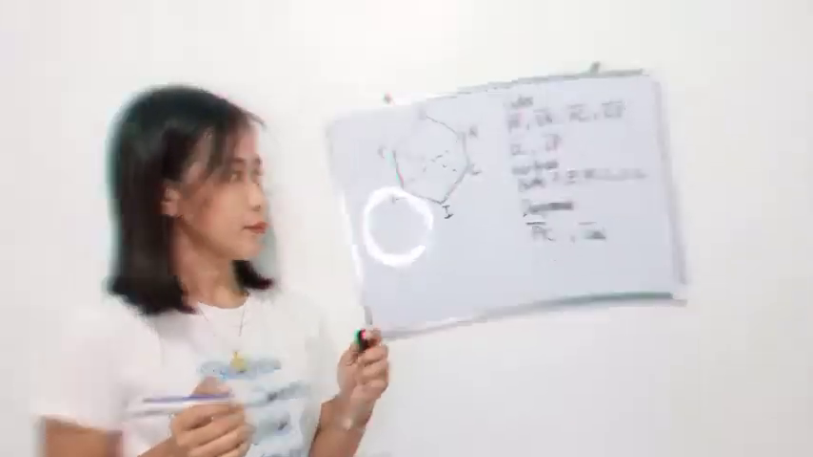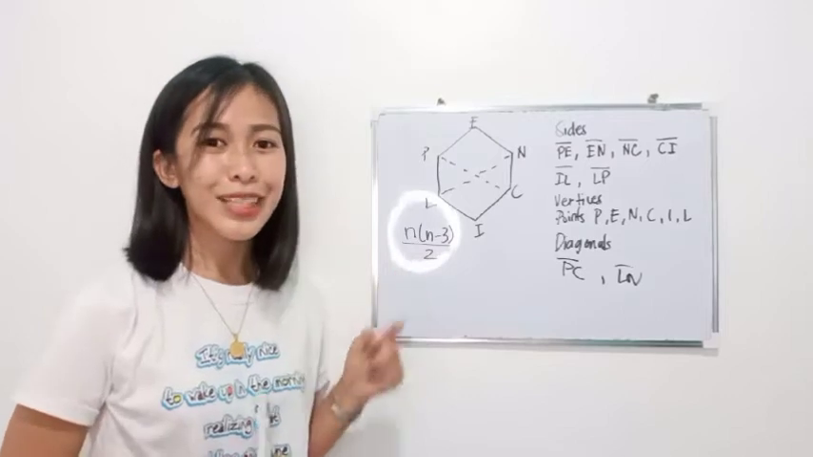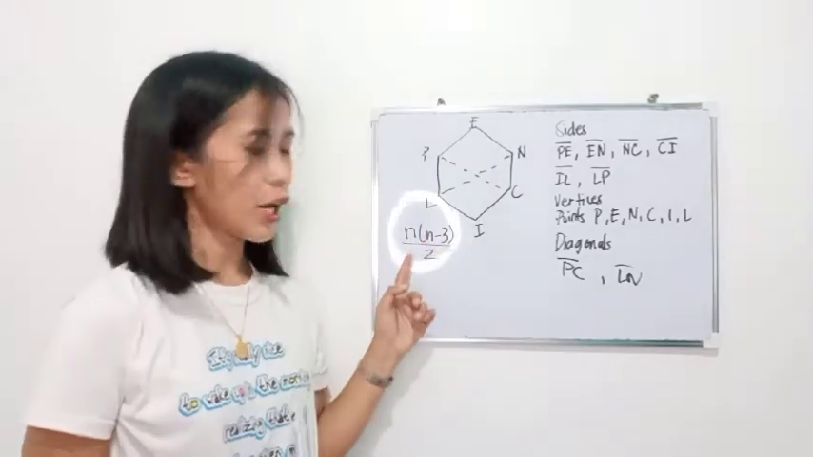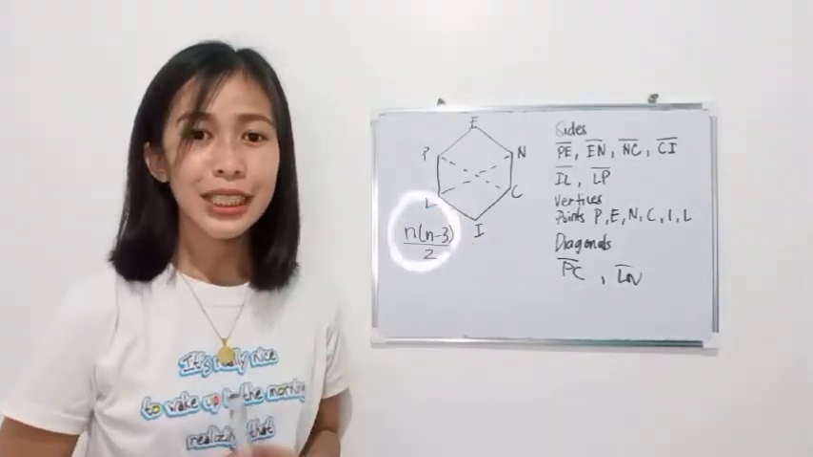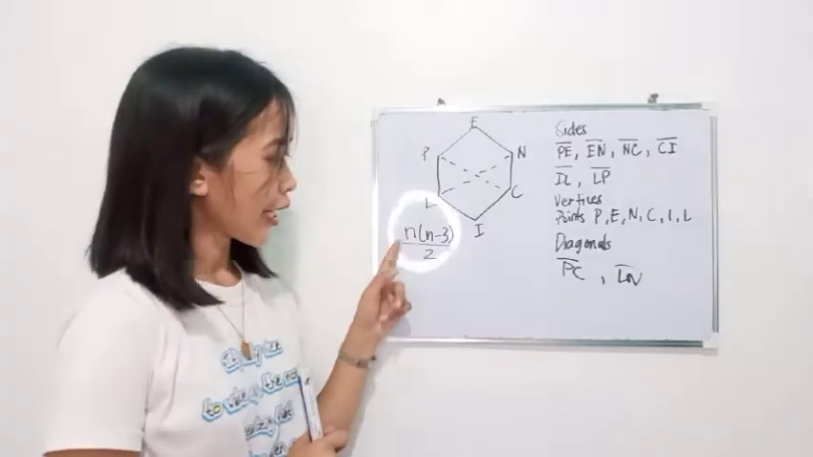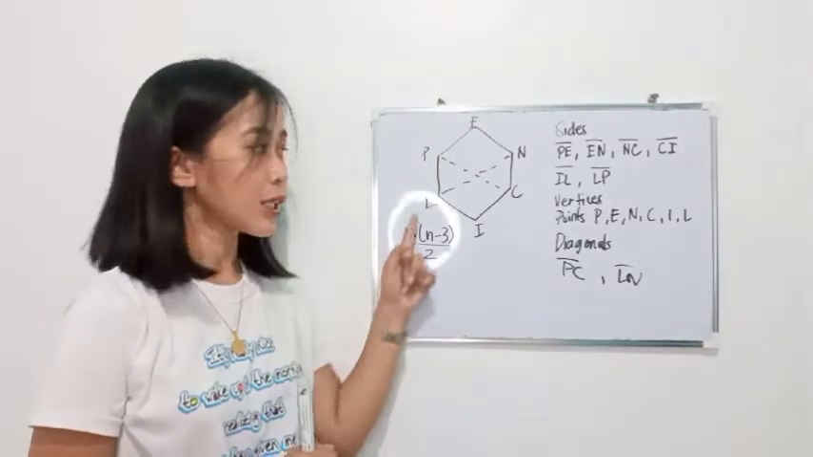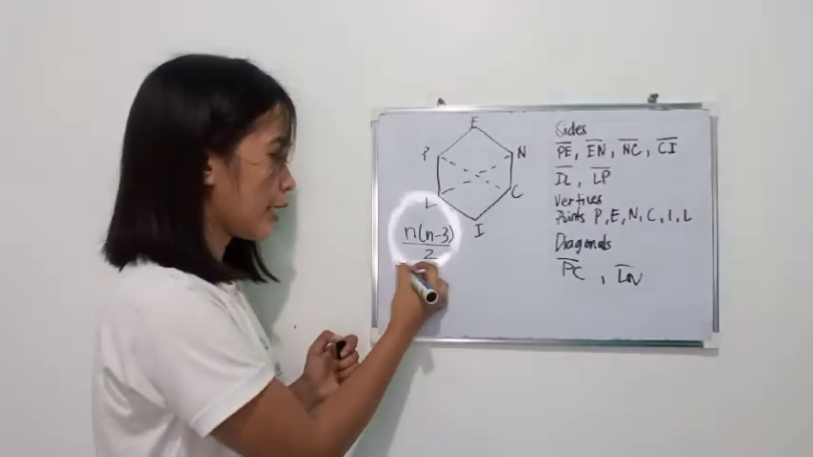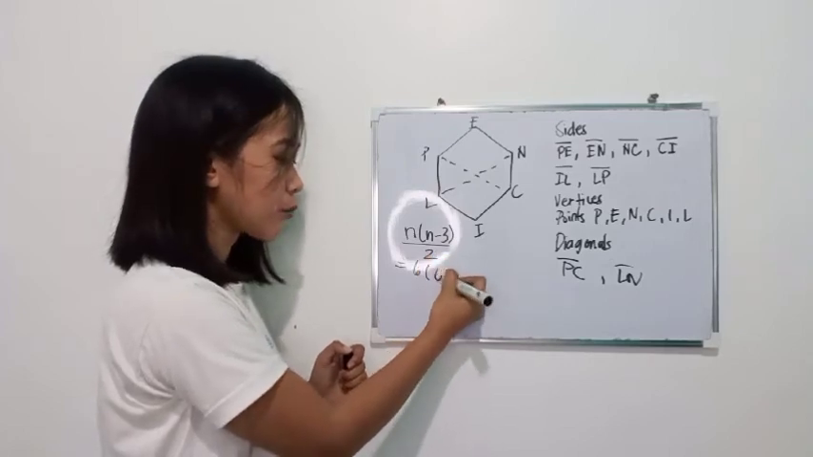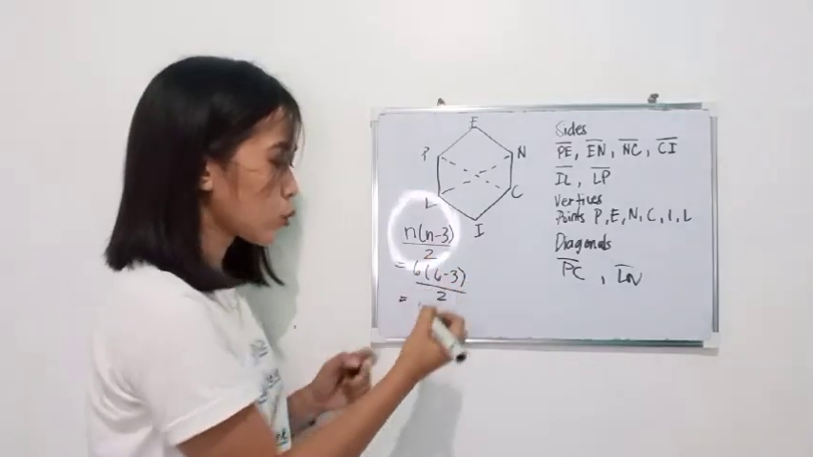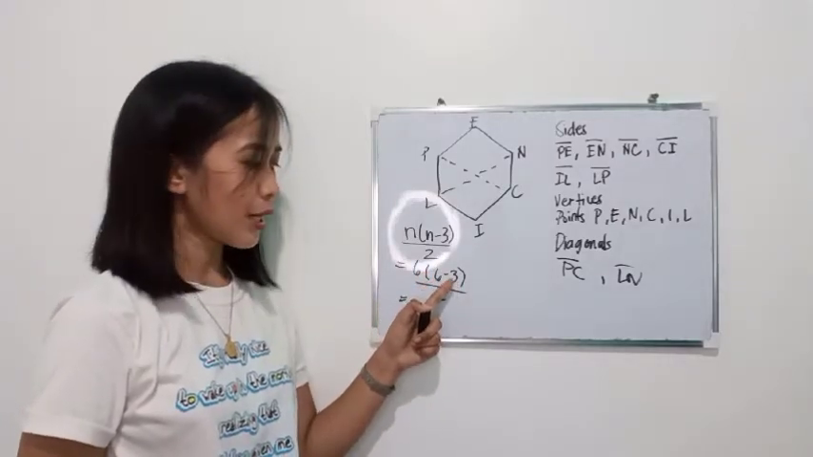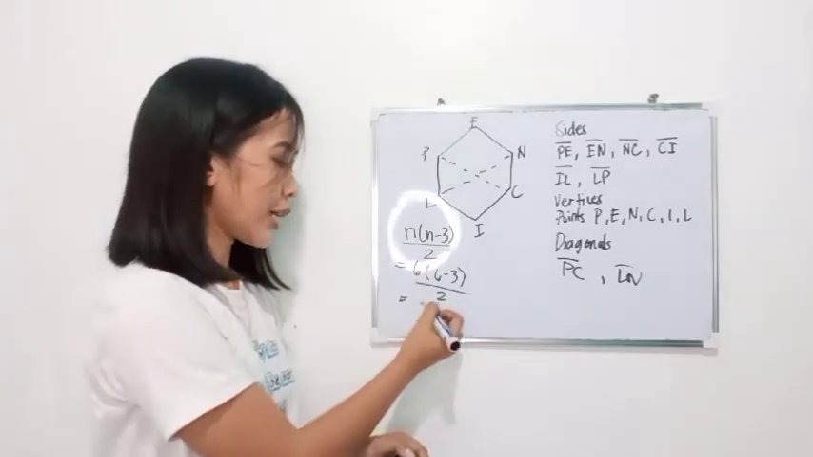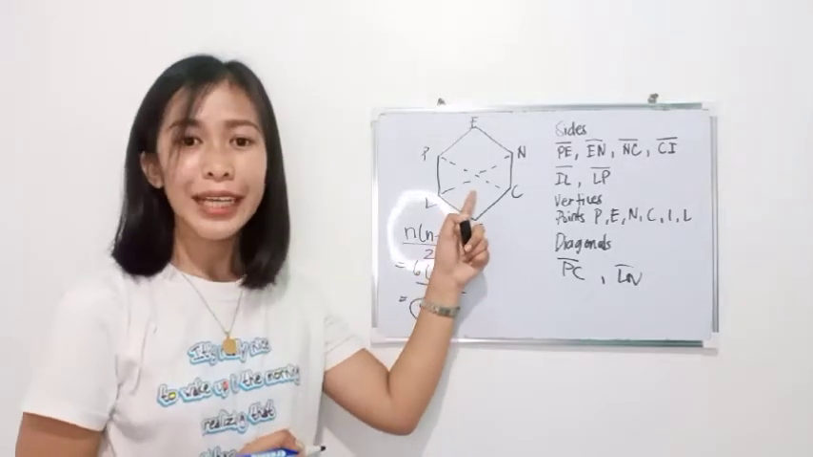Nasa loob lang siya. Share ko lang din, ito yung formula kung paano natin makukuha kung ilang diagonals mayroon ang isang polygon. Like, for example, we have here a hexagon, right? Which has 6 sides. Therefore, itong n stands for the number of sides of a polygon. For example, we have 6 sides, so 6 times (6 minus 3) divided by 2. 6 minus 3 is equal to 3. Times 6 is 18. Divided by 2 is 9. Therefore, meron tayong 9 na diagonals.